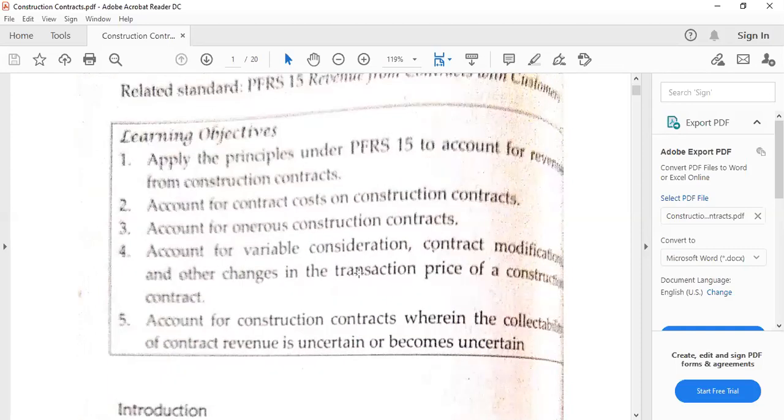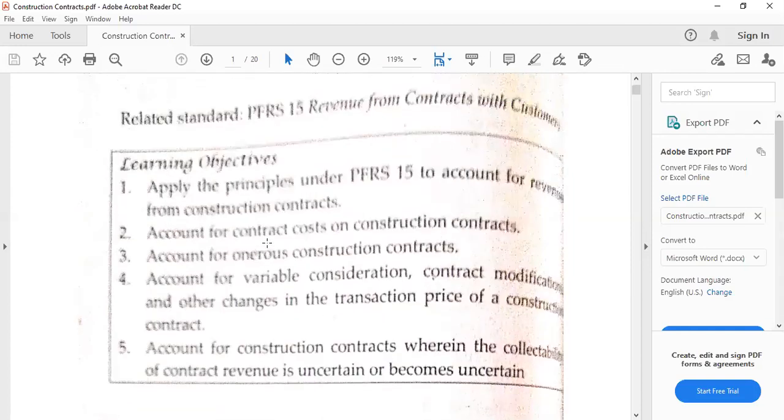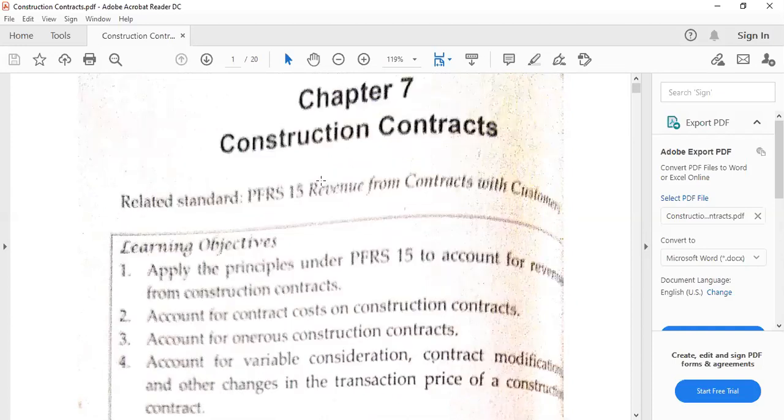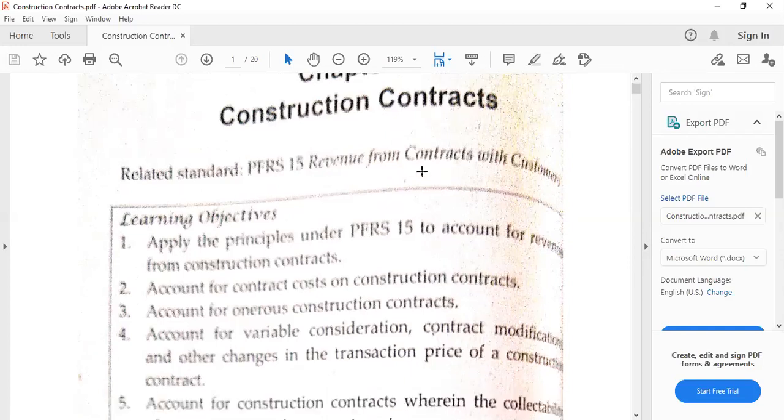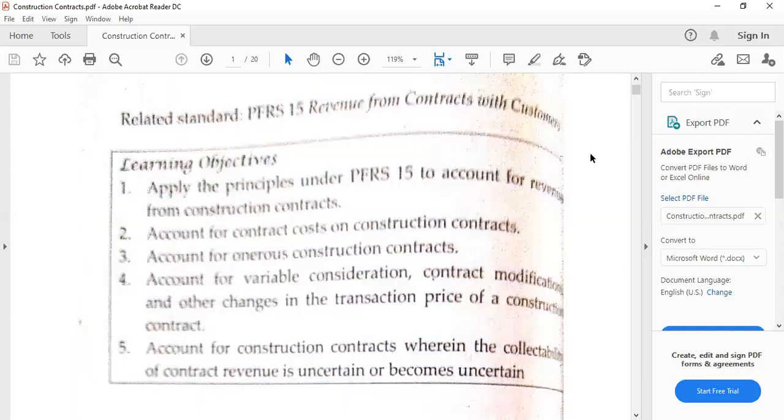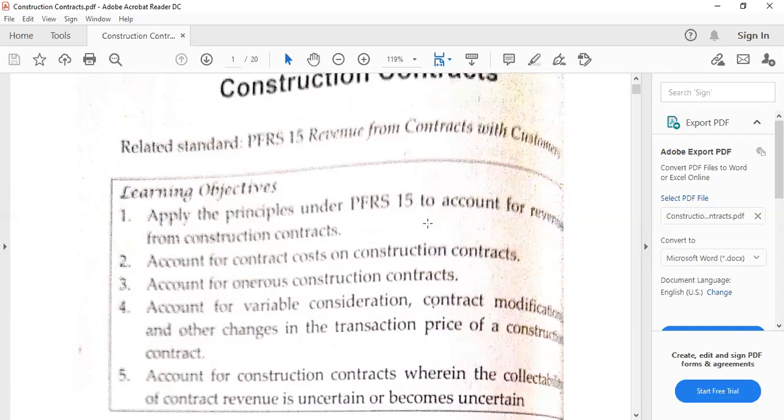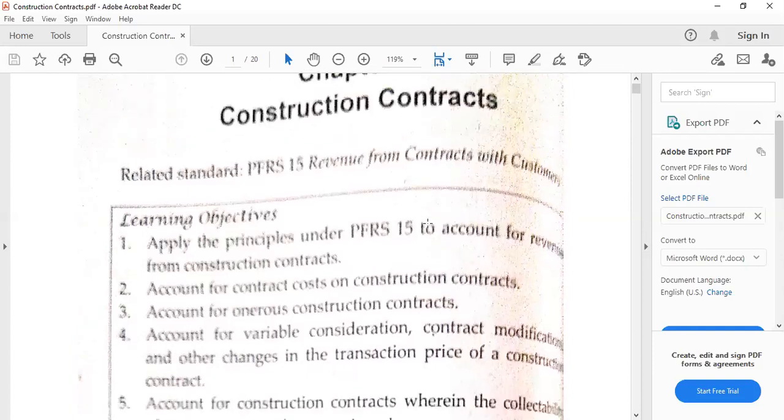Forgive me for the bootleg quality of the PDF file. So this is the best that I got. And so just bear with me with the discussions. So again, construction contracts discussions are based on PFRS 15 provisions. So if you are able to read or already watch the videos discussing PFRS 15, this is not something difficult to start for the introduction of construction contracts.